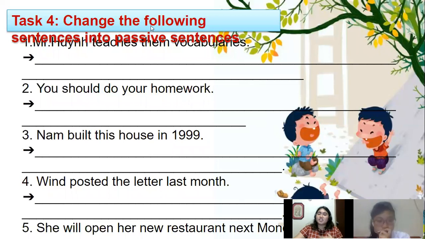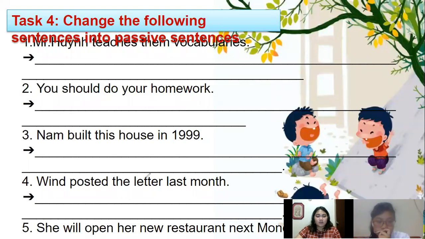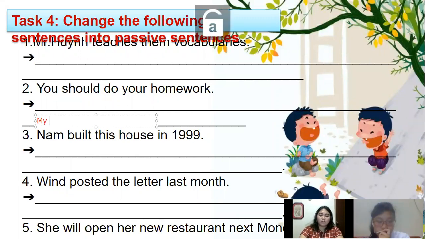Let's just try this. Change the following sentences into passive sentences. Can you try it? My homework should be done. Let's see. My homework should be done, you said? Yes. Okay, how about number 3?